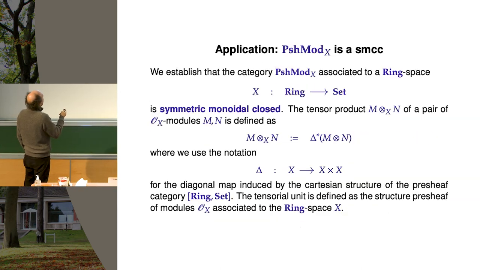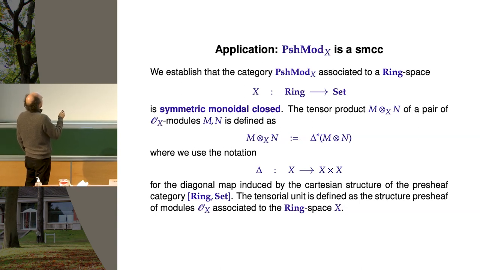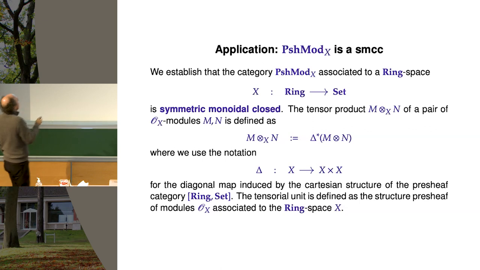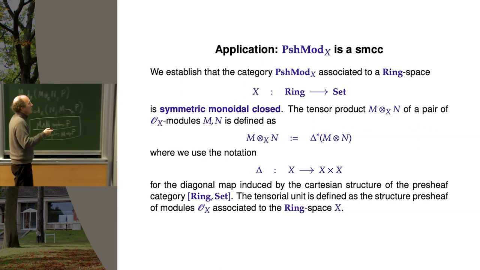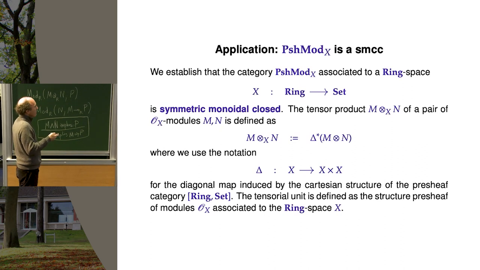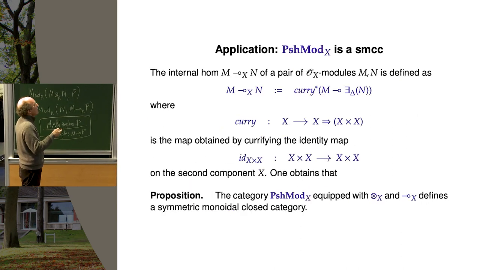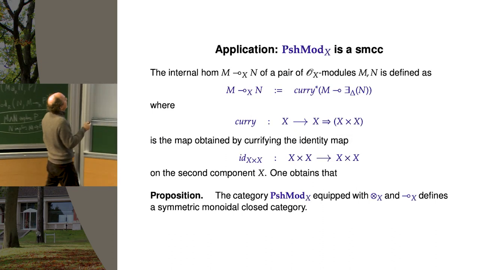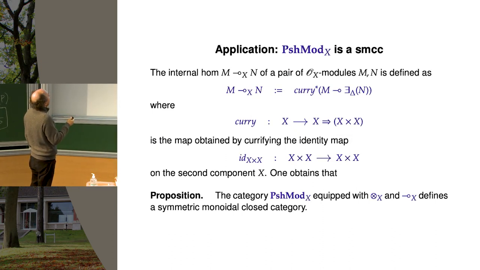But now this tensor product lives above X times X. So I will pull it back using the bifibrational structure into a presheaf of modules over the ring space X. And I will do the same for implication. But for implication, there is this subtlety that I will define it as, okay, I start by taking M implies this thing, which lives above X implies X times X. And then I will pull back along this map that is canonical.